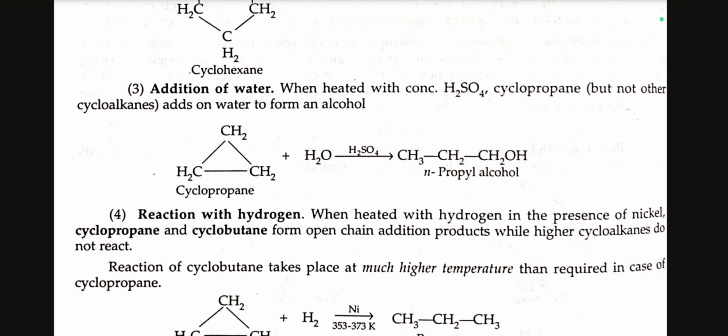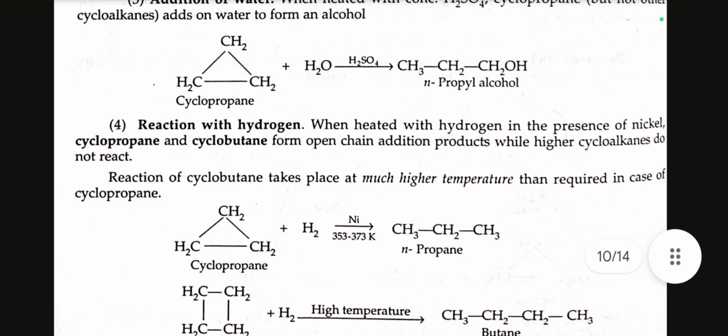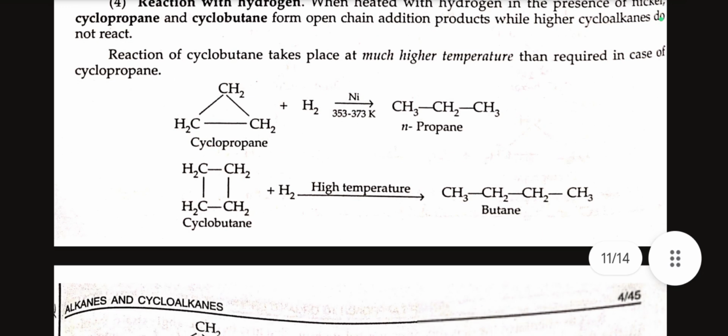Reaction with hydrogen. When heated with hydrogen in the presence of nickel, cyclopropane and cyclobutane form open chain addition products while higher cycloalkanes do not react. Reaction of cyclobutane takes place at much higher temperature than required in case of cyclopropane. Cyclopropane plus H2 in the presence of nickel at 353 to 373 Kelvin gives us n-propane, and cyclobutane plus H2 at high temperature gives us butane.